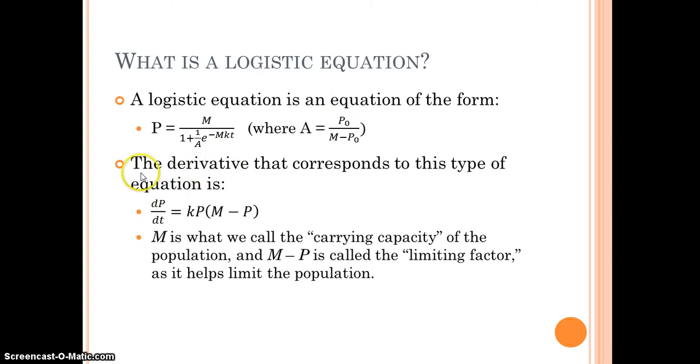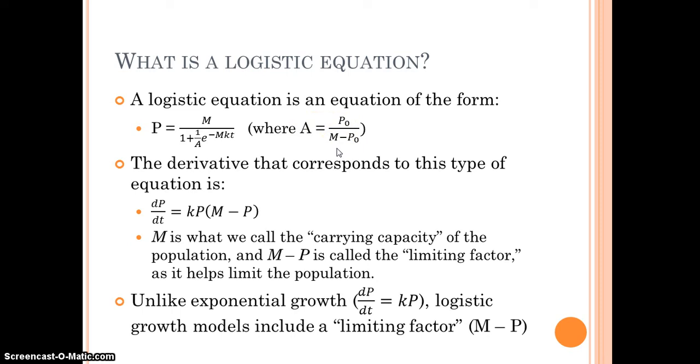And the derivative that corresponds to this type of equation is dP/dt equals k times P times M minus P. The M minus P portion is called the limiting factor. It helps limit the population. And P, of course, is our population, and k is our growth rate. As I just mentioned, M is our carrying capacity. P sub 0 up here, where I describe what A is, is our initial population. Unlike exponential growth, in which case dP/dt equals k times P, logistic growth models include what's called a limiting factor, and we'll see why that's important on the next slide.